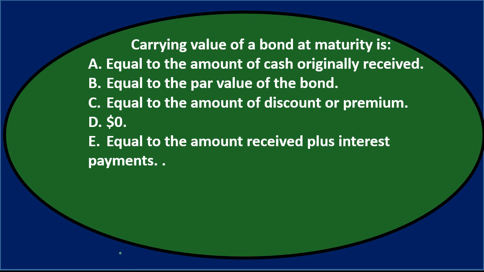First question. Carrying value of a bond at maturity is either A, equal to the amount of cash originally received, B, equal to the par value of the bond, C, equal to the amount of discount or premium, D, 0, E, equal to the amount received plus interest payments. So we'll go through the process of elimination now. Carrying value of a bond at maturity is.